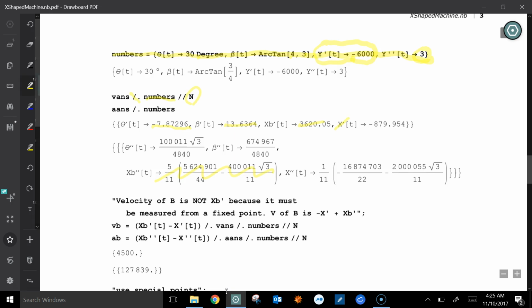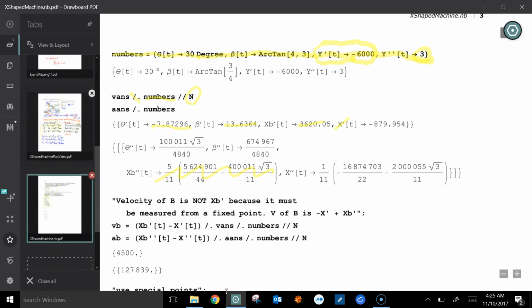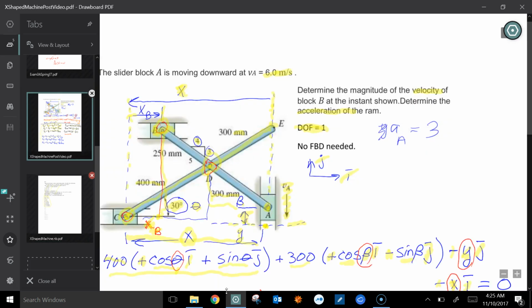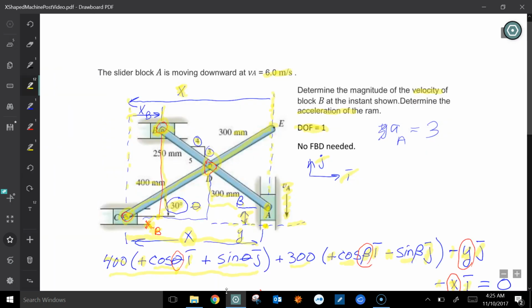Okay, so x is the distance between A and C, and that one is getting smaller. So C is obviously coming to the right. The distance between B and C is getting bigger, right?